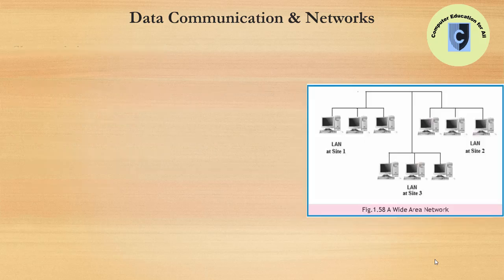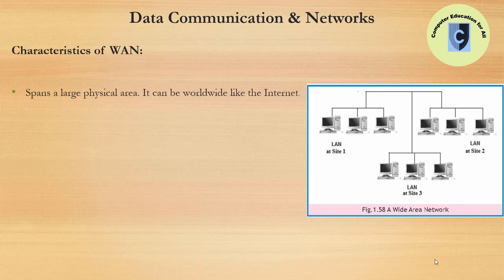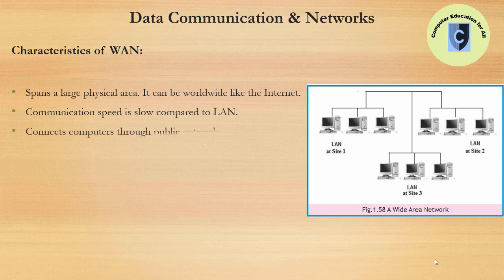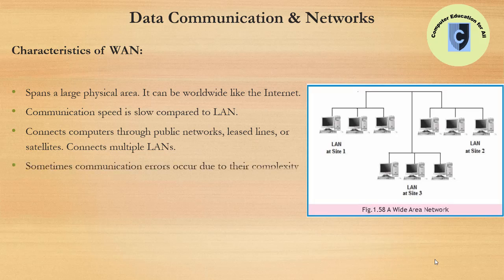1.58. Characteristics of WAN: spans a large physical area. It can be worldwide like the Internet. Communication speed is slow compared to LAN. Connects computers through public networks, leased lines, or satellites. Connects multiple LANs. Sometimes communication errors occur due to its complexity.